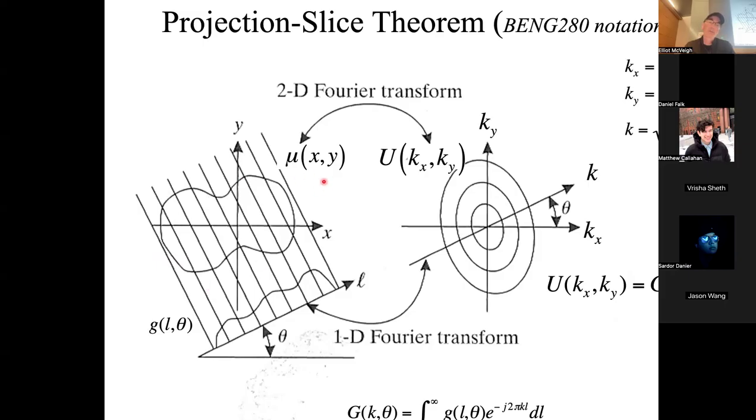Instead of f(x,y), we're going to create an image that is mu(x,y), the attenuation coefficient as a function of space. This is still g(l,theta), okay? Theta is the projection angle. The Fourier transform of this is going to be capital U, and the spatial frequency variables are kx and ky, given in radians per meter or cycles per meter. Okay, they're spatial frequencies.